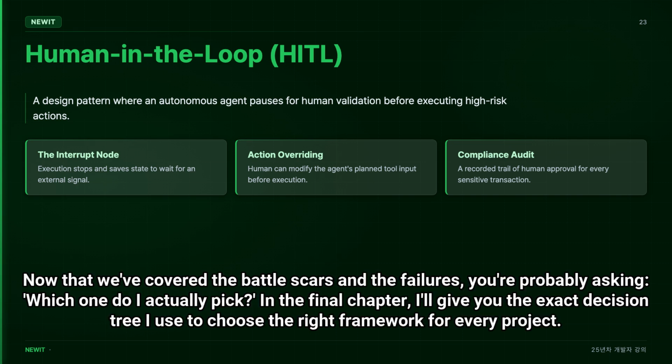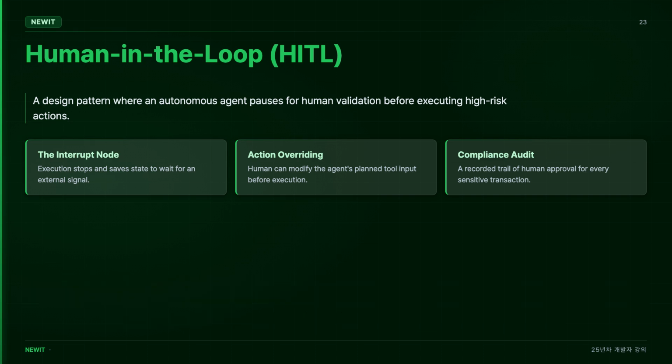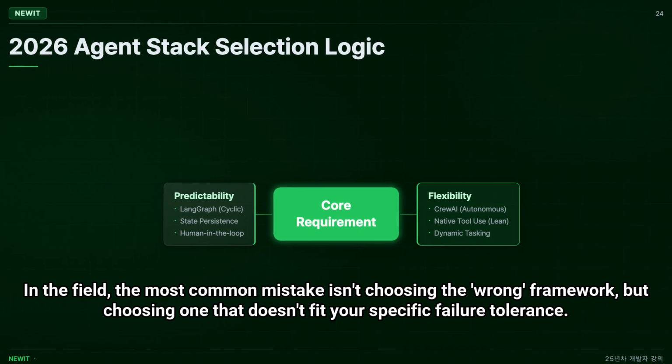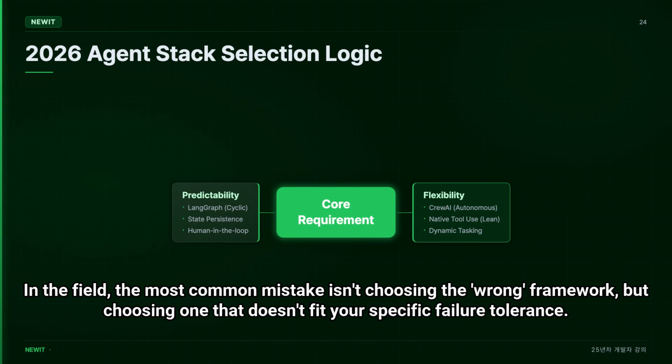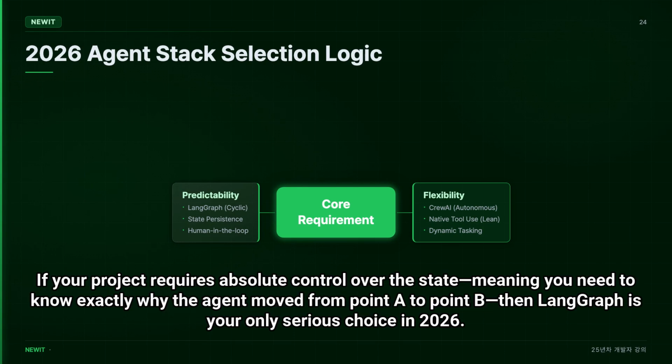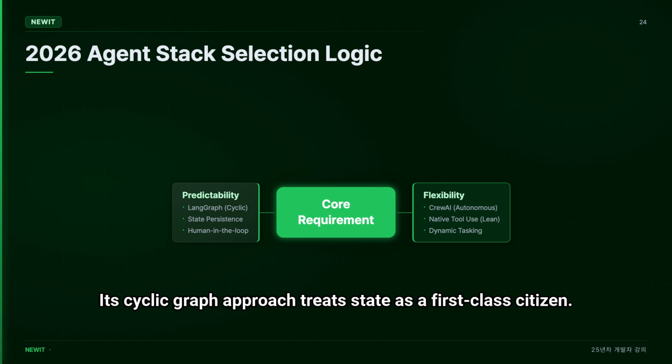Now that we've covered the battle scars and the failures, you're probably asking, which one do I actually pick? In the final chapter, I'll give you the exact decision tree I use to choose the right framework for every project. In the field, the most common mistake isn't choosing the wrong framework, but choosing one that doesn't fit your specific failure tolerance. If your project requires absolute control over the state, meaning you need to know exactly why the agent moved from point A to point B, then LangGraph is your only serious choice in 2026. Its cyclic graph approach treats state as a first-class citizen.